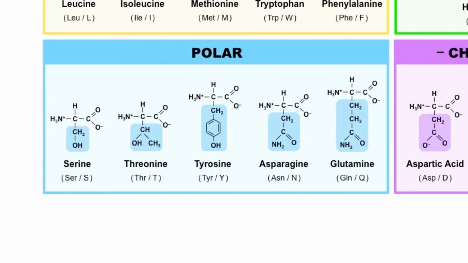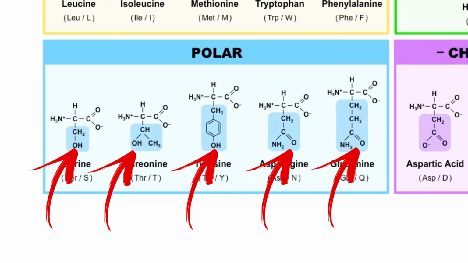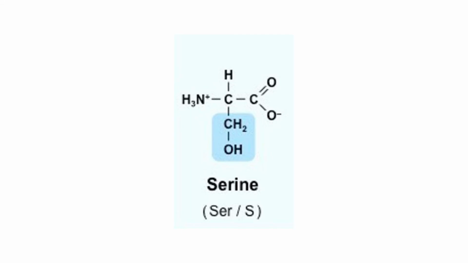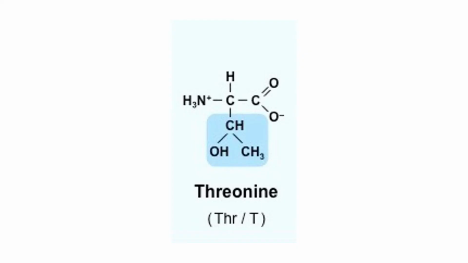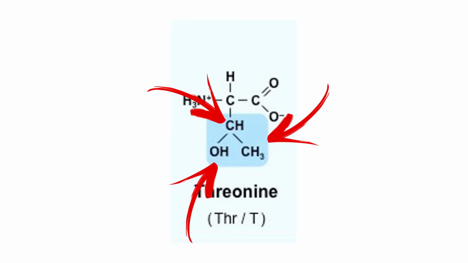Now on to the polar ones. It shouldn't come as a surprise that all of these have hydroxyls or oxygens which can become negatively charged. Serine. Did you know she makes great music? Threonine. We have three things. CH, O, and nine? I don't have a funny joke for why CH3 is nine.